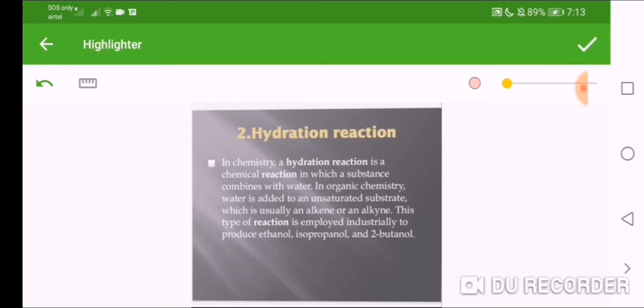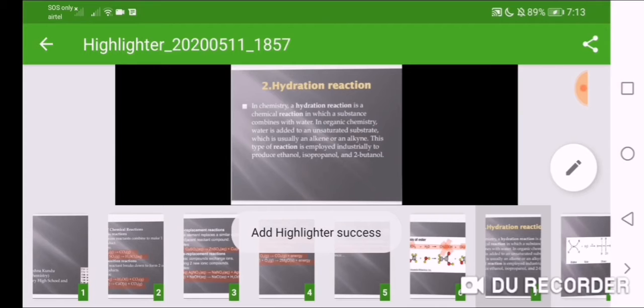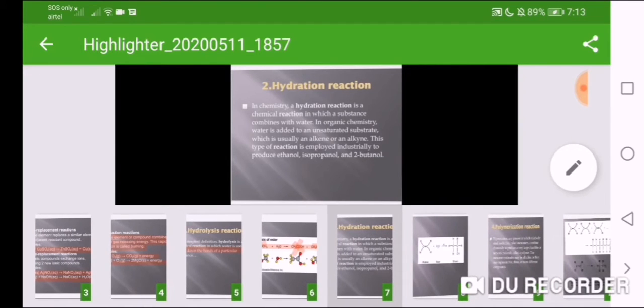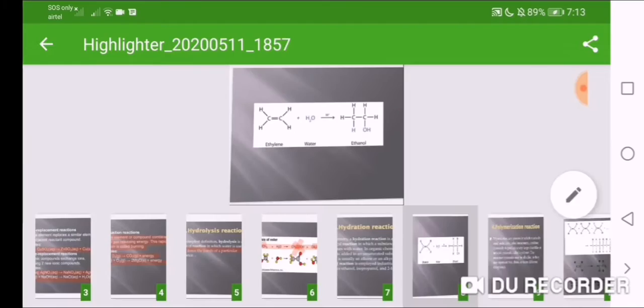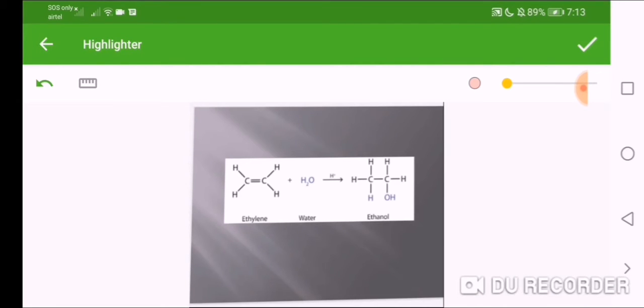The next reaction is the hydration reaction. In a hydration reaction, a substance is combined with water. It occurs in organic chemistry. The production of methanol, ethanol, isopropyl alcohol, etc. is a hydration reaction. Example is given. When ethene reacts with water, it will produce ethanol, and this reaction is called the hydration reaction.